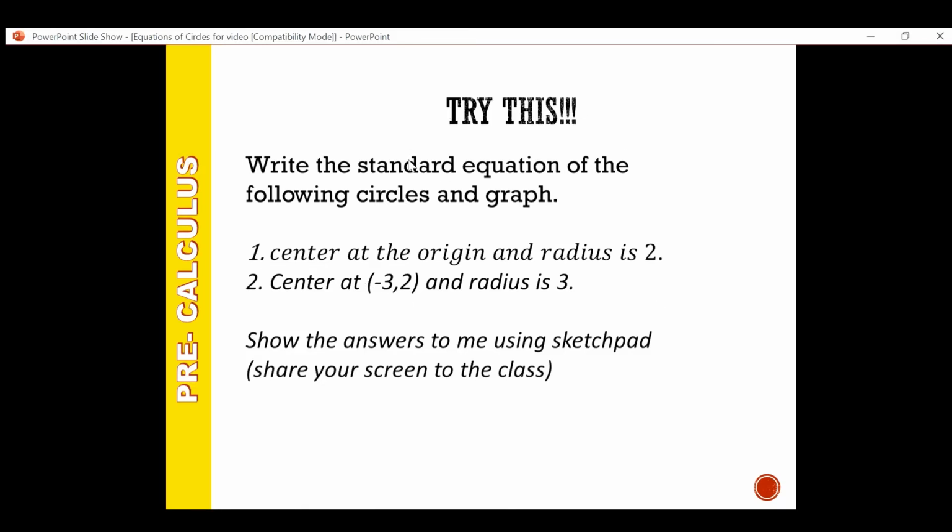So, kuha kayo ng papel or pwede rin ng graphing paper para mas maganda yung graph nyo. Or kahit anong paper or notebook. So, ito yung problem natin. Write the standard equation of the following circles and graph. So, number 1, center at the origin and radius is 2. And number 2, center at negative 3, 2, and radius is 3. Ayan. So, pause nyo yung video class and then mamaya makikita nyo yung sagot after few seconds.